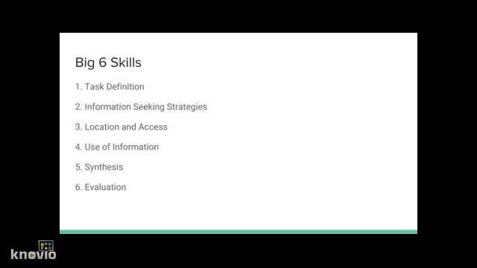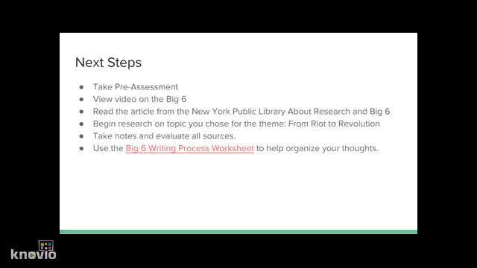Why? The following skills will help you solve an information problem by helping you break down the information into digestible pieces. They are task definition, information seeking strategies, location and access, use of information, synthesis, and, of course, evaluation. After you take a small quiz about research, you will watch a video about the Big Six and how the skills work. There will also be an attachment, handouts, that will help you in processing the information using these Big Six skills.